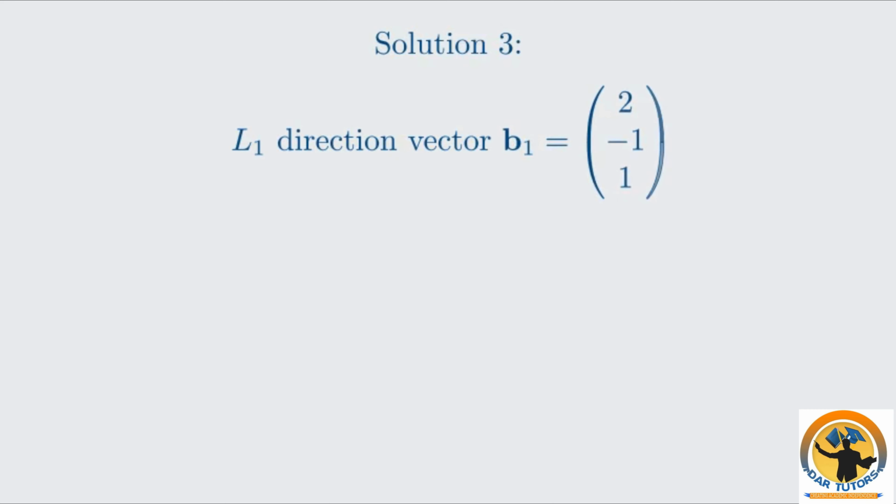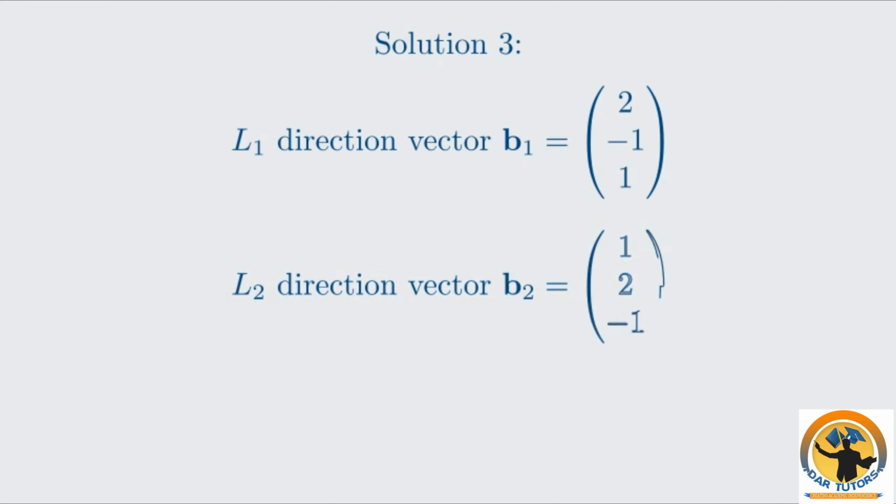Here is the solution to the third question. First, we need to find the direction vectors. For L1, we read the denominators of the Cartesian equation, giving B1 equals (2, -1, 1). For L2, we read the coefficients of the parameter t, giving B2 equals (1, 2, -1). Next, we calculate the dot product and magnitudes.